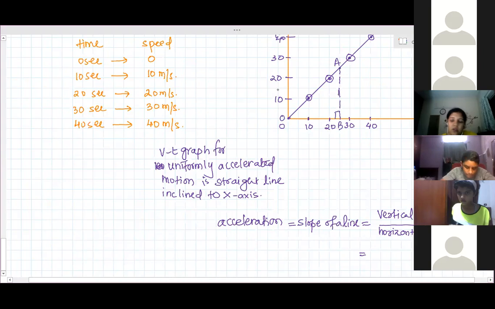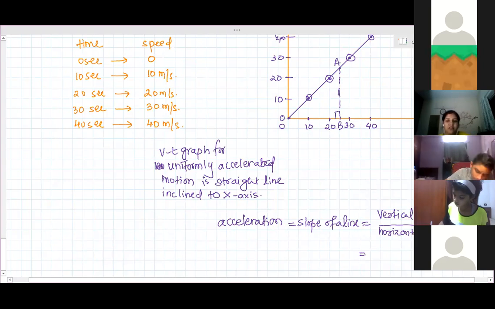Can you tell the rise and run values? Yes, ma'am. Rise and run values, vertical height and horizontal distance from the graph, to find acceleration.